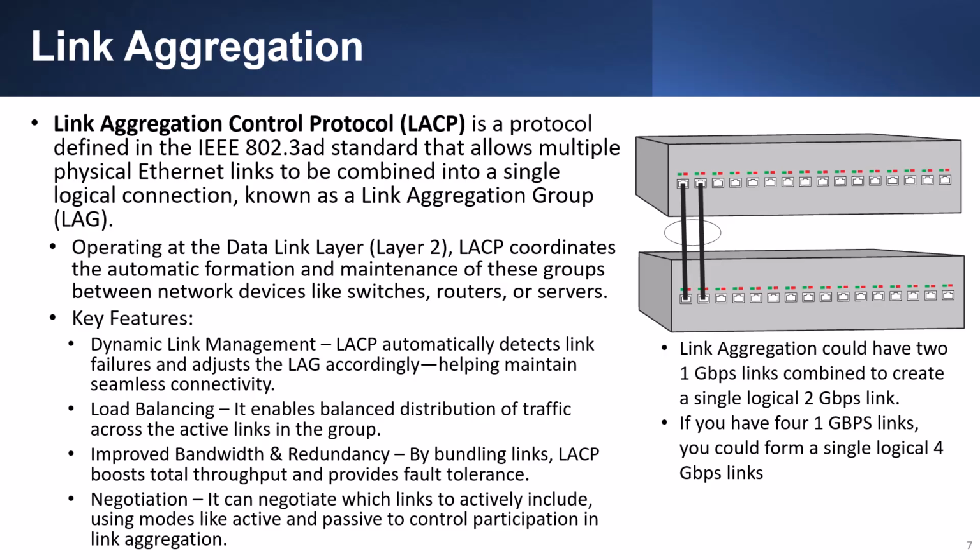Key features include dynamic link management, where LACP automatically detects link failures and adjusts the LAG accordingly, helping maintain seamless connectivity. Load balancing, where it enables balanced distribution of traffic across the active links in a group. Improved bandwidth and redundancy: by bundling links, LACP boosts total throughput and provides fault tolerance. And negotiation, where it can negotiate which links to actively include, using modes like active and passive to control participation in link aggregation.